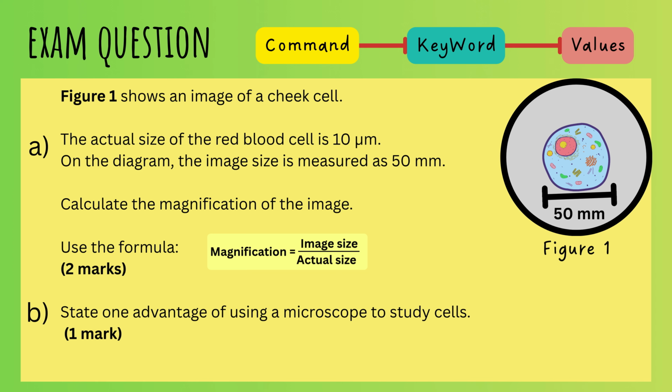Question A. The actual size of the red blood cell is 10 micrometers. On the diagram, the image size is measured as 50 millimeters. Calculate the magnification of the image. Use the formula. Magnification equals image size divided by actual size. Question B. State one advantage of using a microscope to study cells.